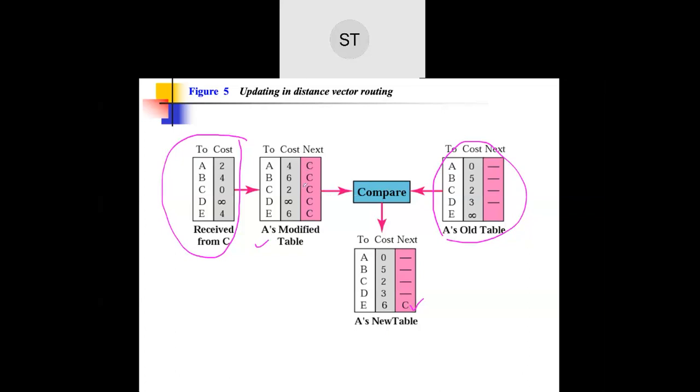So this is low cost. But as these are directly connected, no entry changes there. Only this entry gets updated here. And this becomes the new routing table for A after comparison. So after exchange, it will compare the original table and the received table, and from that it will keep the lowest entry. It will discard the highest entry and modify the table.